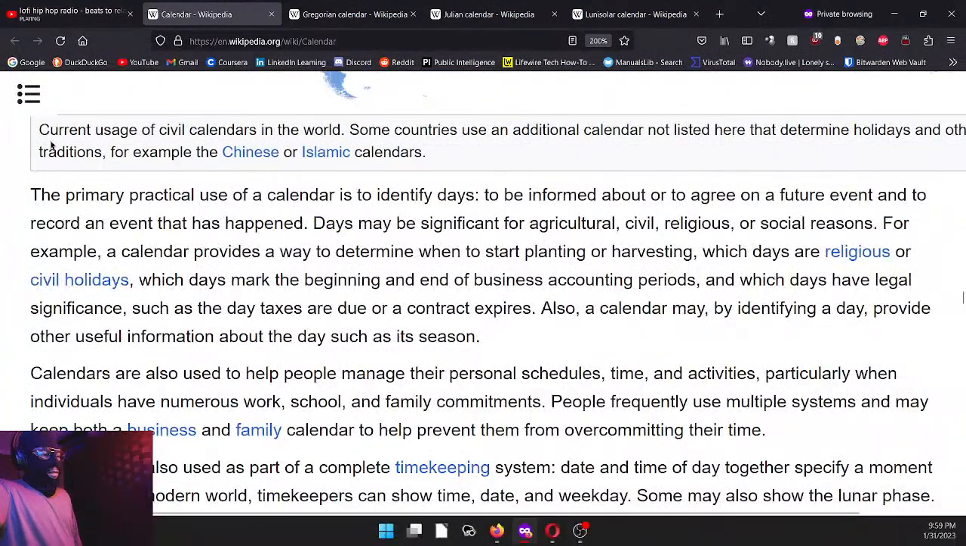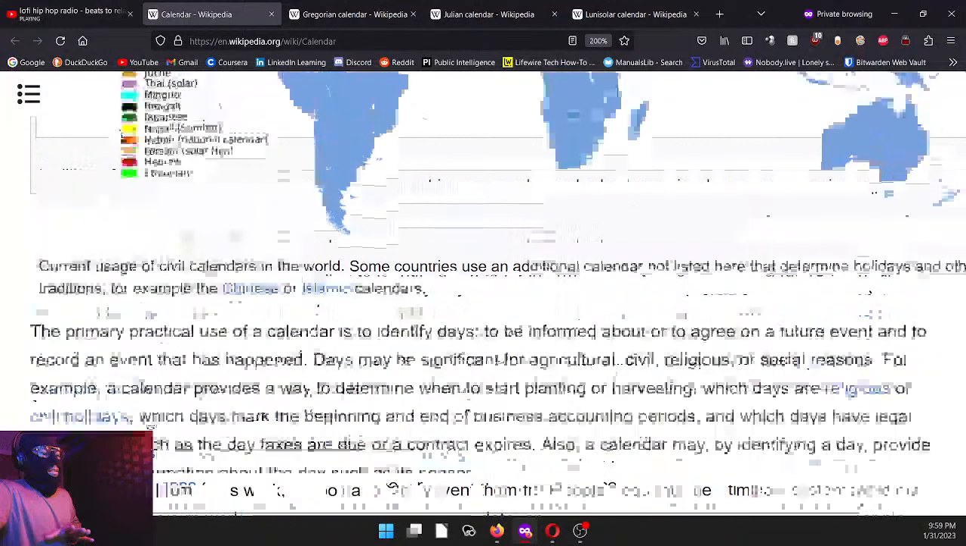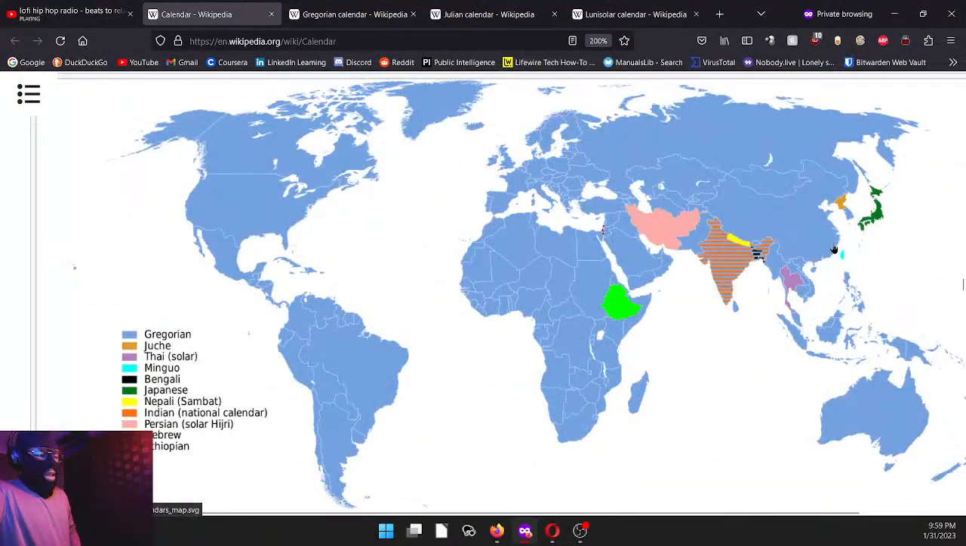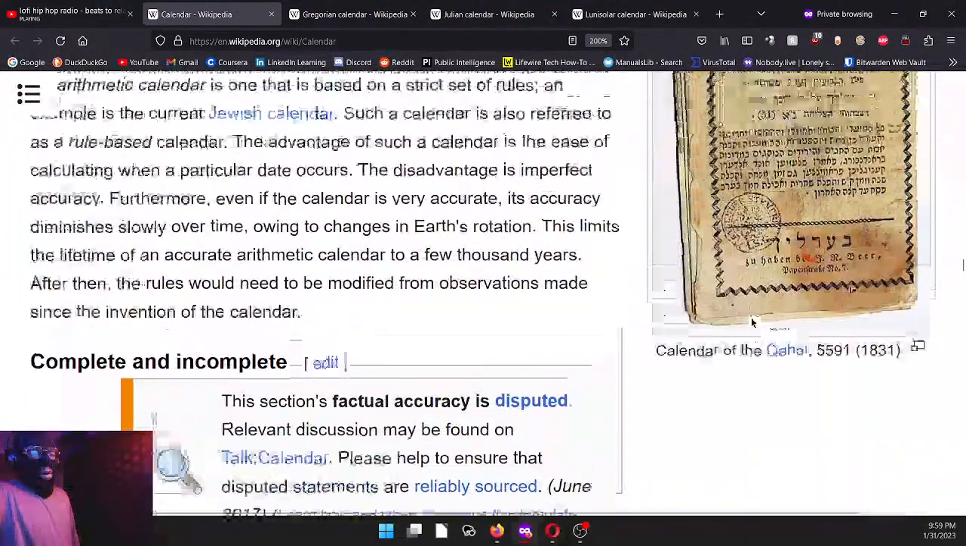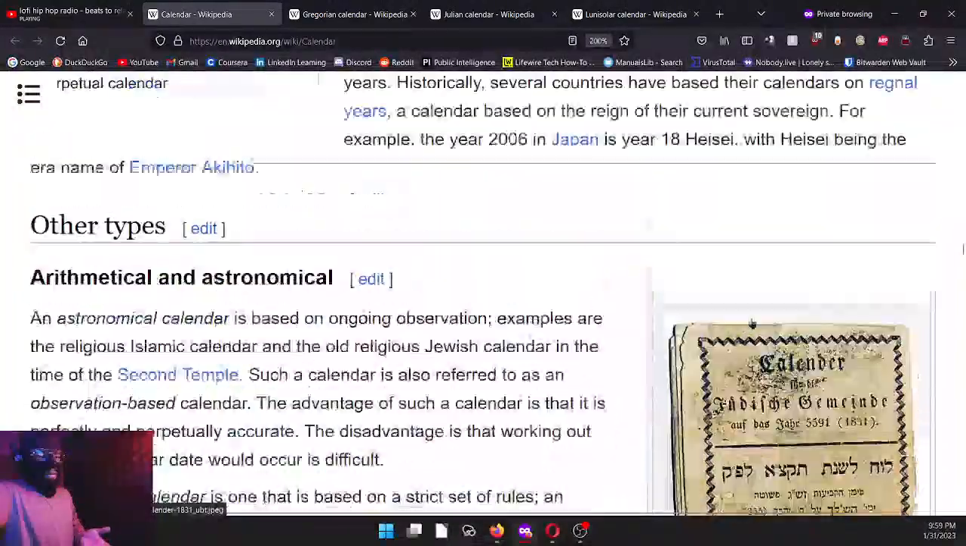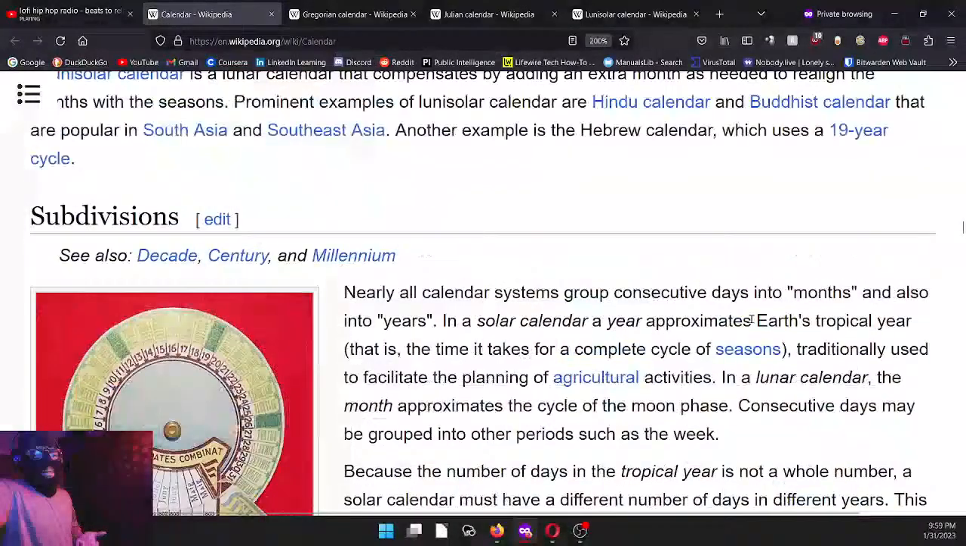So, yeah, current usage of civil calendars in the world. Some countries use an additional calendar not listed here to determine holidays and other traditions, for example, the Chinese and Islamic calendars. Same when it comes to Japan, where they also follow the Gregorian calendar. But it seems like when it comes to official practices, they just follow the Japanese calendars.